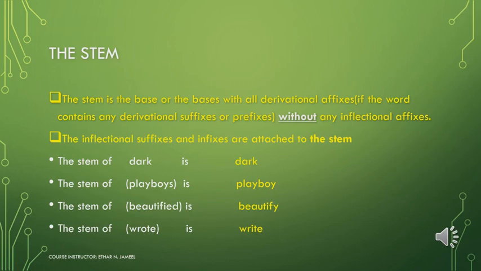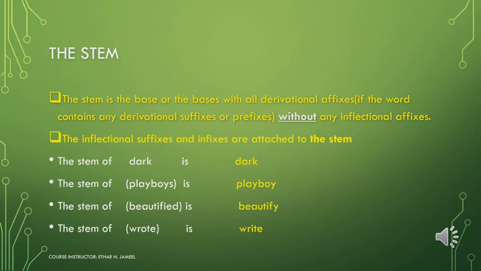Now it's time to introduce a new term to you, that is the stem. The stem is the base or the bases with all derivational affixes. You know that some words have only one base. Some others have two bases or even more. Now, the stem consists of the base of the word plus the derivational affixes with this base in that word.